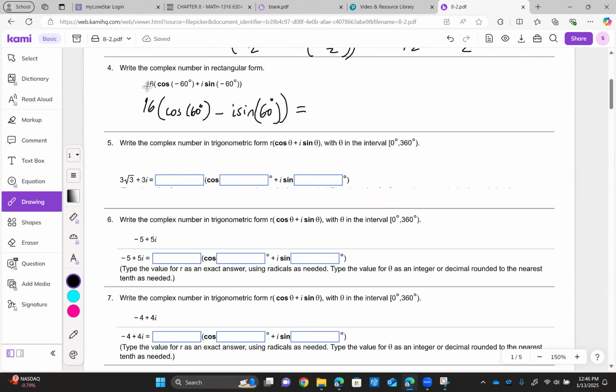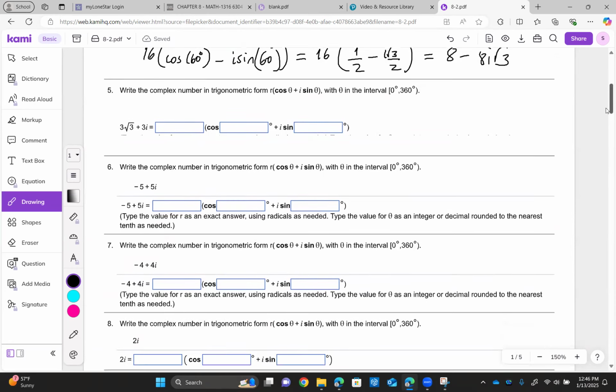Now I am ready to plug in the values. 16 times cosine of 60 is 1/2, and then the sign is minus now. And sine of 60 is root 3 over 2. And then there's an i here. I multiply 16 by 1/2, that's 8. And then I multiply 16 by this, that's 8 root 3 i. So 8 minus 8 root 3 i is the expected answer for number 4. For number 5, we're changing our object to 9.